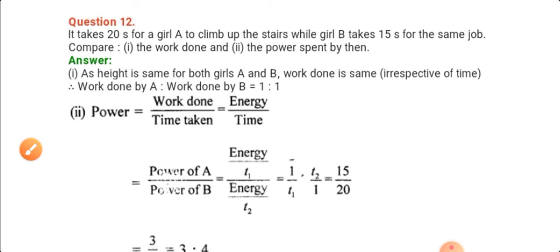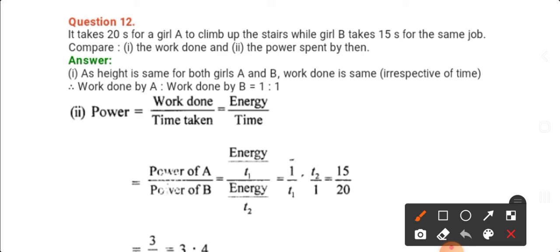Now when you come to question number 12, see, it takes 20 seconds for a girl A to climb stairs, and B will take 15 seconds for the same job. You have to compare the work done and power spent by them. See, both are going to do the same work, isn't it? So the ratio of work done will be the same, since they are going to do the same work, ratio will be 1:1 only.